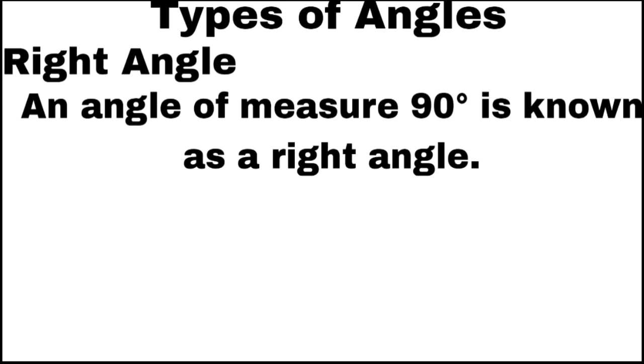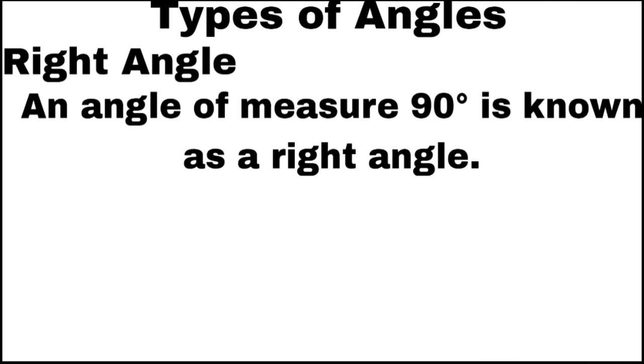The first one is the right angle. What is the meaning of a right angle? An angle of measure 90 degrees is known as the right angle. Here we can draw it and measure it, and we get 90 degrees. That 90 degree angle is called the right angle.